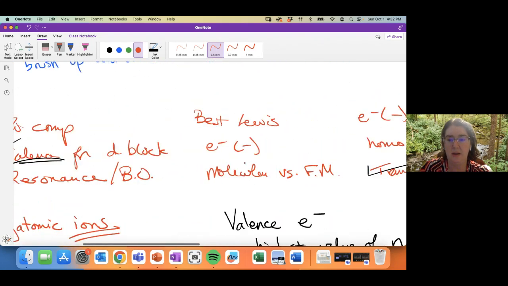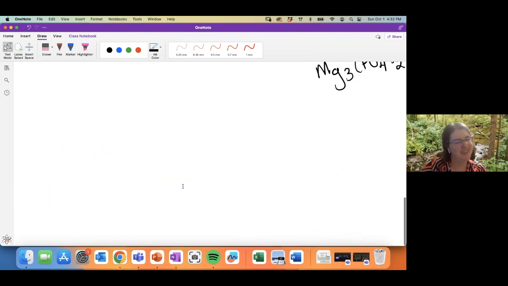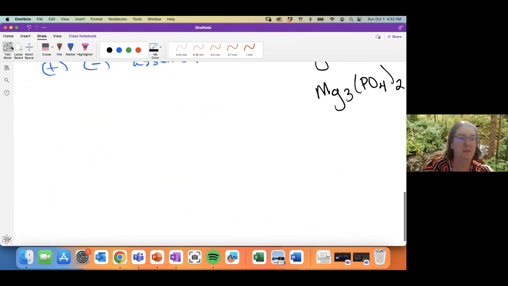What else can I do? Molecular versus formula mass. There are a whole bunch of different words, and there are times where you should use different words. I'm going to type them out and then talk about them. Molar mass, molecular mass, formula mass, molecular weight, formula weight. I think that's most of them.